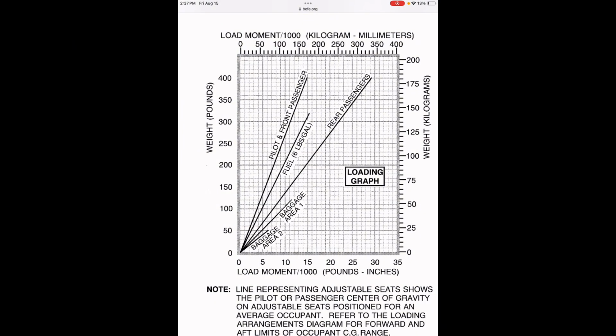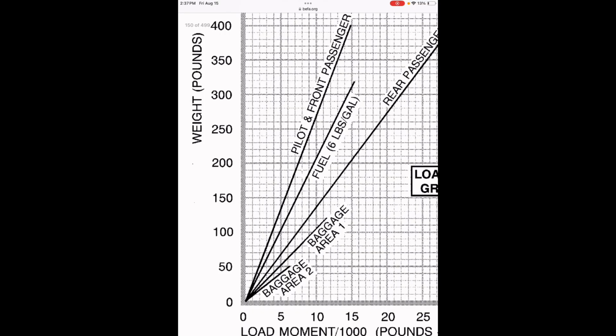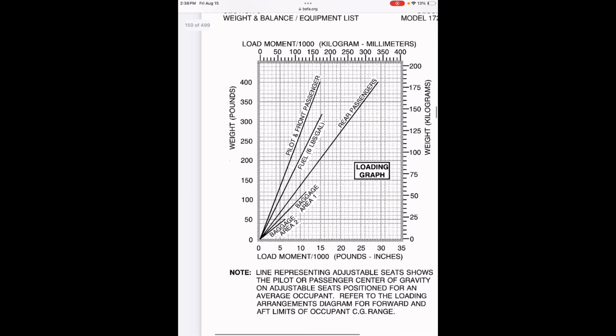So if we had pilot and front passenger at a total of 200 pounds, we just go to the right, and then we go all the way down, and we read that looks about 7 for the moment, but that's divided by 1,000. So we'd have to take 7 times 1,000 to actually get our moment at that location. So that's kind of how you do that graph method.